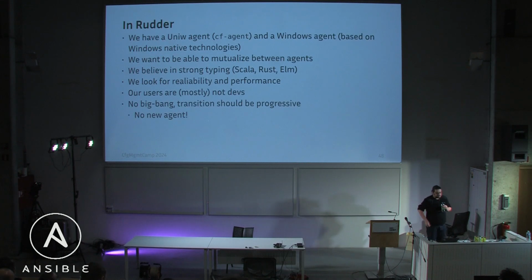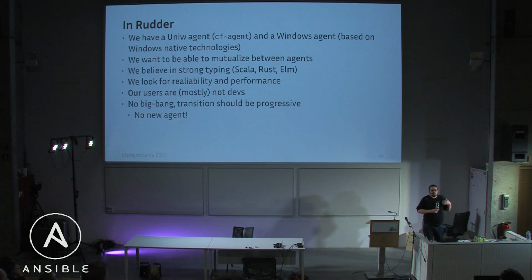So, in Rudder, now I will talk a bit more precisely about what we are currently doing in Rudder. We have a Unix agent, which is actually an embedded CFEngine agent. And we also have a custom Windows agent based on native technologies like previous versions of DSC and PowerShell. We want to be able to implement new resources, providing new features. We kind of believe in strong typing in general, so we use Scala, Rust, and Elm in the rest of the program. We look to keep some CFEngine benefits like the performance and reliability.